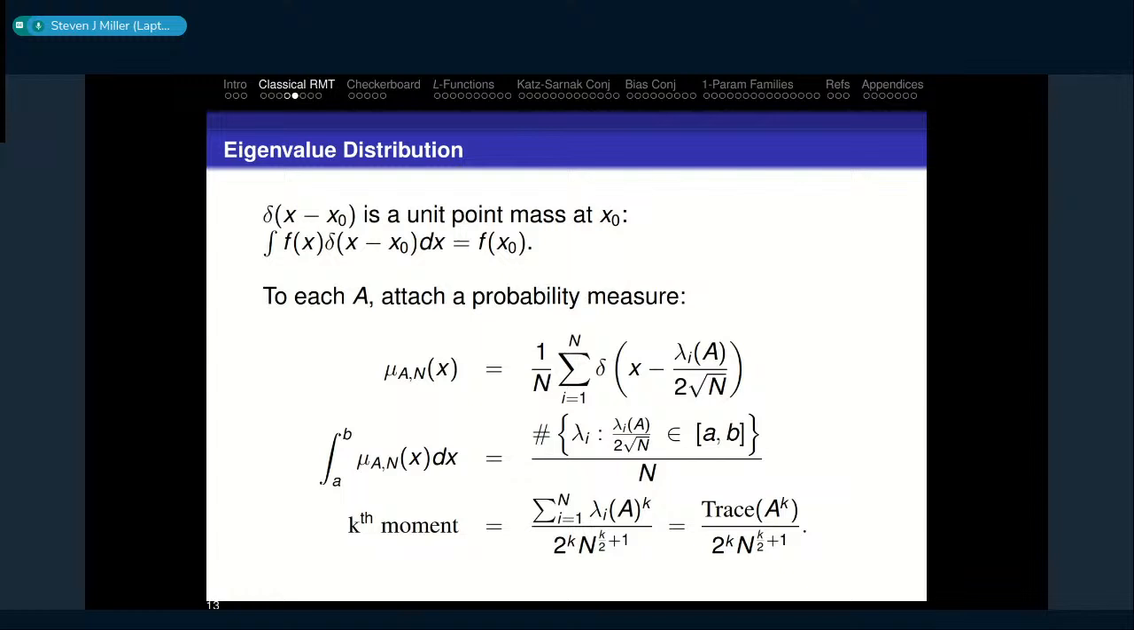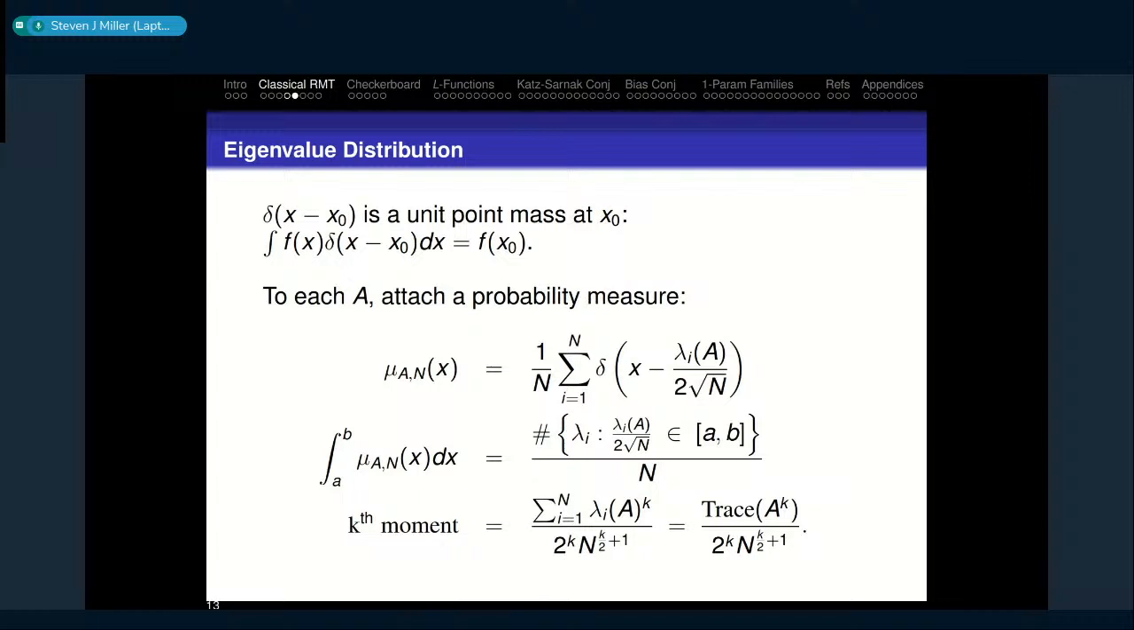We can calculate the kth moment, that's just integrating x to the k. Since x to the k is just going to give us lambda i over 2 root n to the kth power, we now have just the sum of the kth powers of the eigenvalues. But by the eigenvalue trace formula, that's the trace of A to the k. And so we can pass from knowledge of the moments of the lambdas to knowledge of the matrix coefficients, or vice versa.